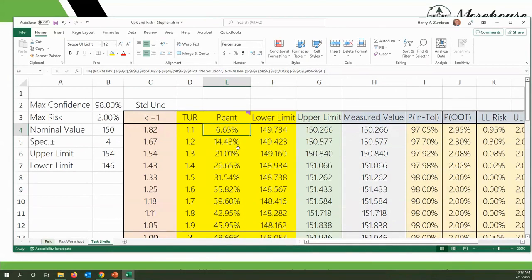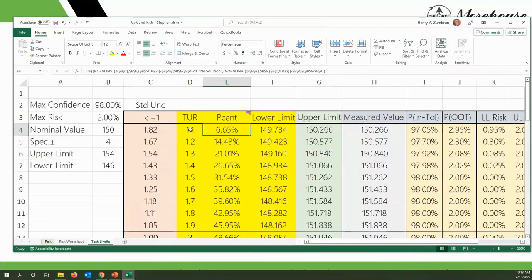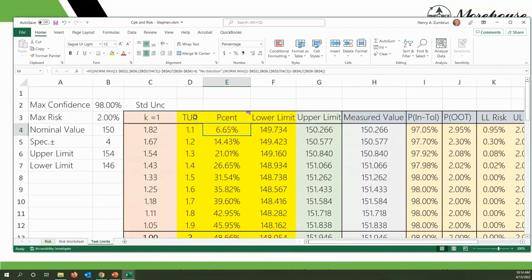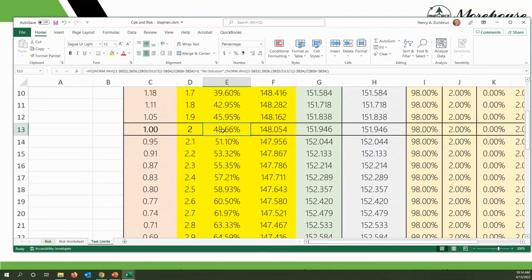I need to be darn near close to nominal or it's not going to work. And then this is giving you these ratios. They will work almost with any number on the TUR. So as your TUR goes up, look what happens to my percentage. If I have a TUR, and the caveat is it needs to be calculated correctly, so if I have a TUR of 2-to-1, I have about 48.66% to be in spec.